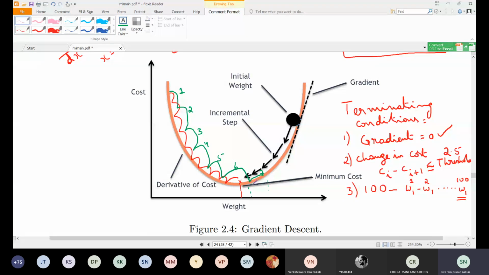సో వాట్ యూ విల్ డూ? యూ విల్ స్టాప్ హియర్. దెర్ ఈజ్ నో కన్సిడరబుల్ చేంజ్ ఇన్ ద కాస్ట్, ప్రీవియస్ ఇటరేషన్ Ci అయ్యేది, కాస్ట్ ఇన్ ద నెక్స్ట్ ఇటరేషన్ Ci+1. పెద్ద కాస్ట్లో పెద్ద ఇంప్రూవ్మెంట్ కనపడలేదు, చాలా తక్కువ చేంజ్ ఉంది. సో వీ స్టాప్ హియర్. అట్లా, దిస్ ఈజ్ వన్ వే.